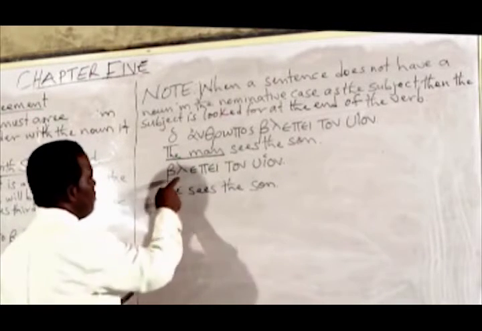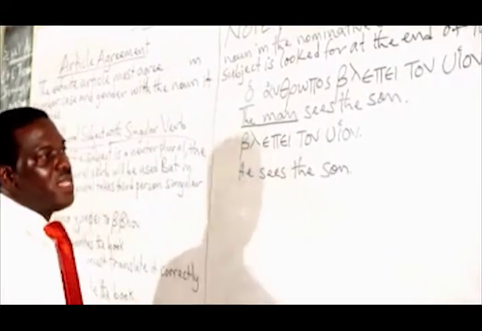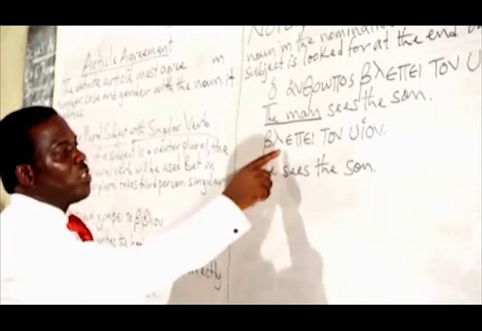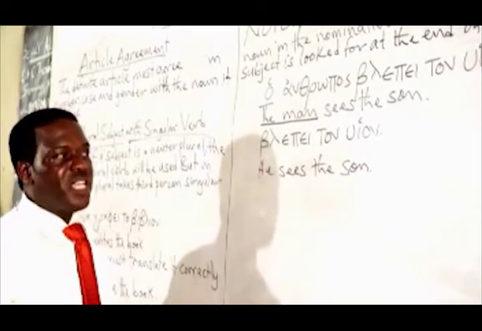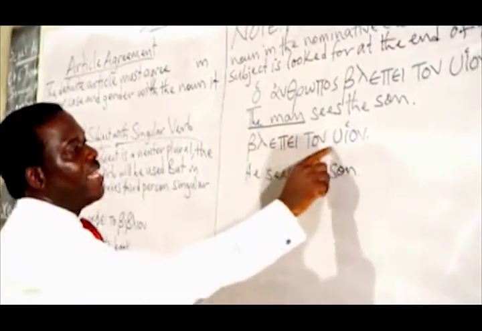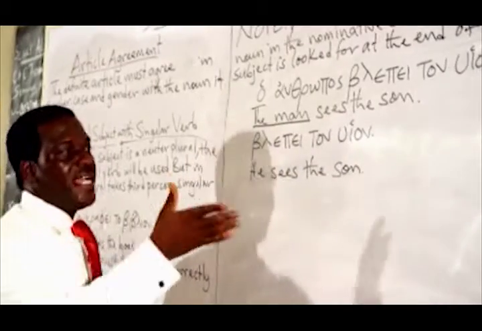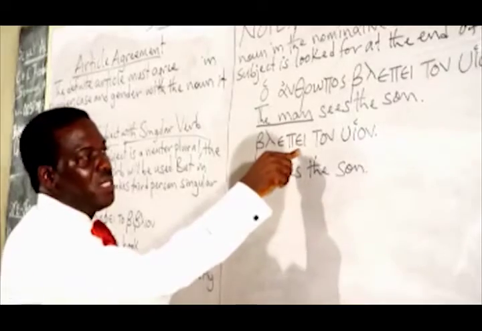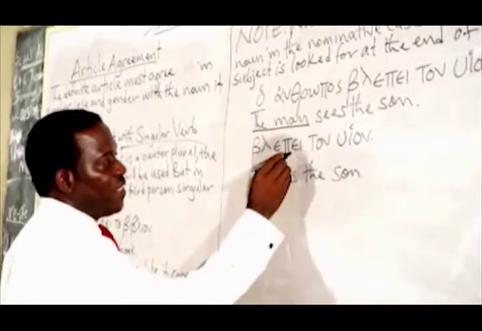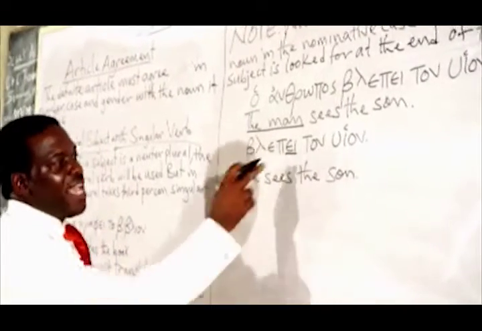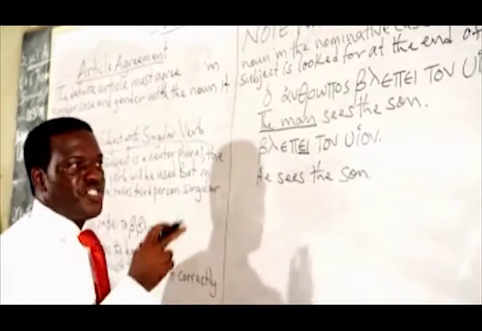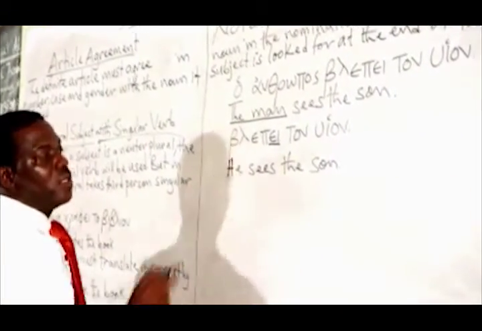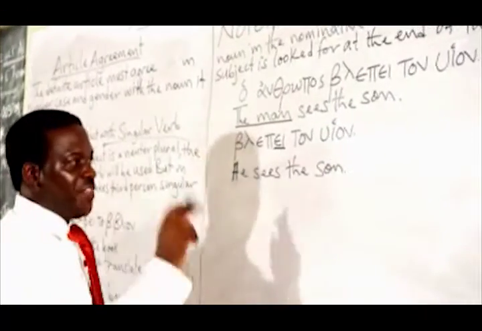But in the second example, blepei ton elion. Here we don't have any noun in nominative case. The only noun we have here is in an accusative case, which is direct object. Then we go to the end of the verb to look for the personal pronoun. So this will be he or she or it. So in our translation we pick he sees the sun.